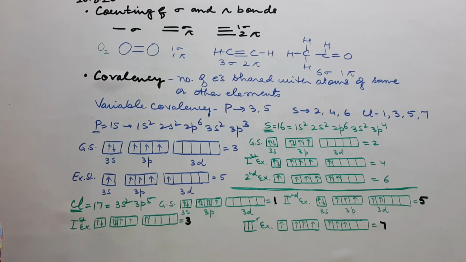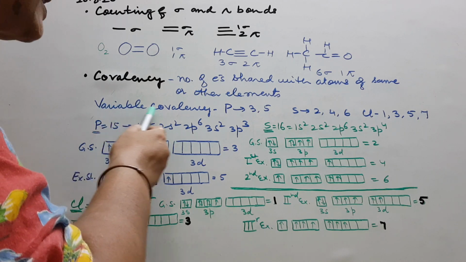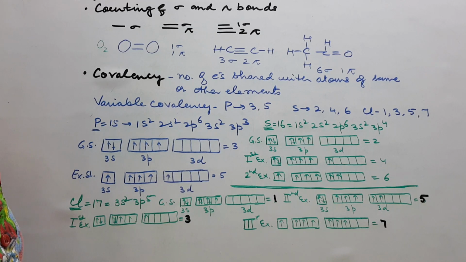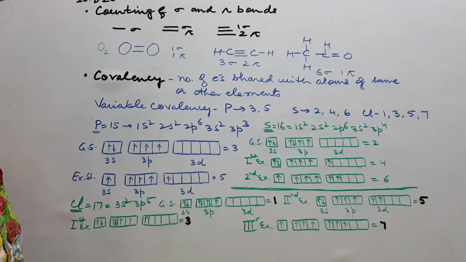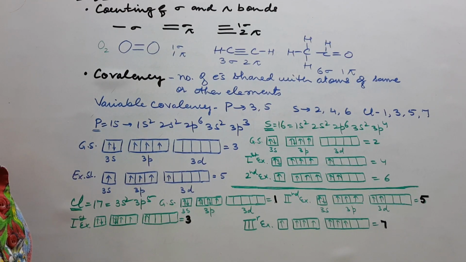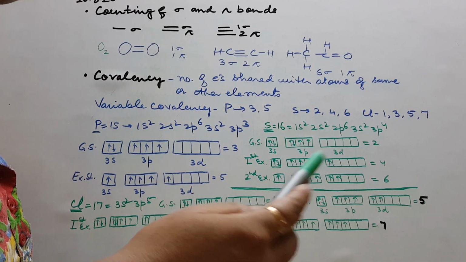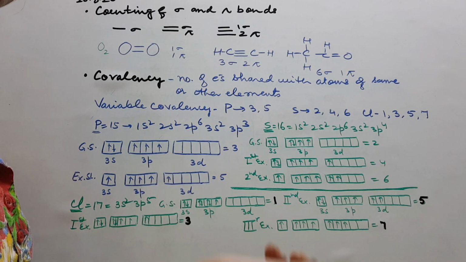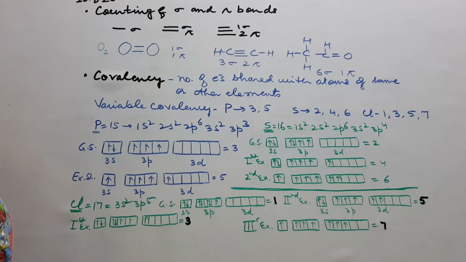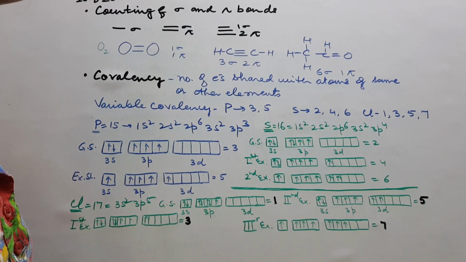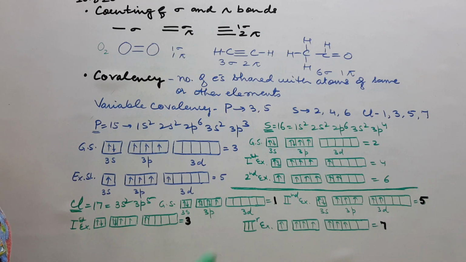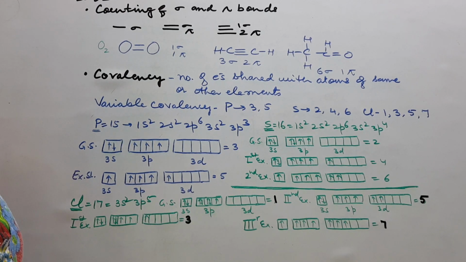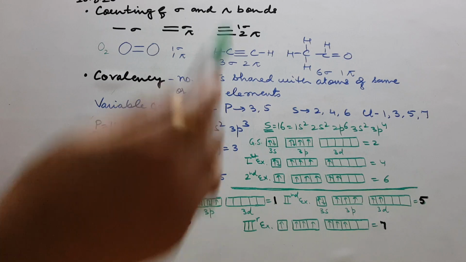Then children, we have to see some elements with variable covalency. Some elements show variable covalencies, like we had seen some metals showing variable electrovalency, like lead and tin, +4, +2, and iron, +2, +3. Similarly here, phosphorus shows valency 3 as well as 5. Sulfur shows valency 2 as well as 4 and sometimes 6 also. Like in SO2 it is 4, in SO3 it is 6. I will show you how it is there.